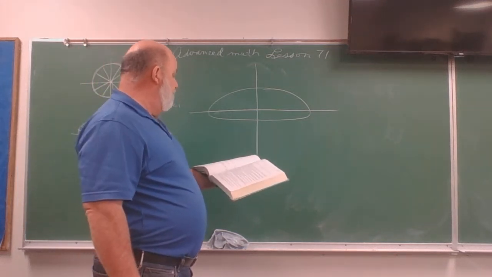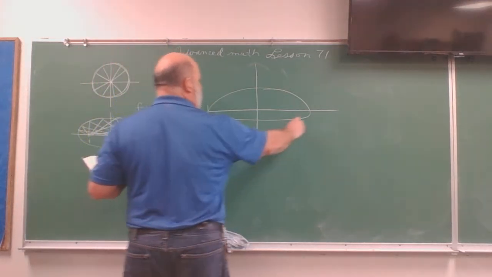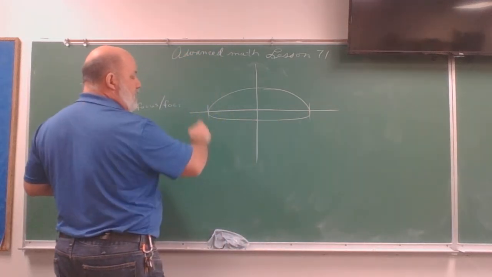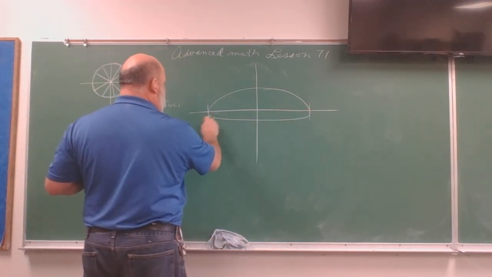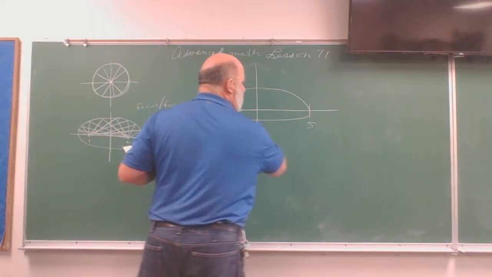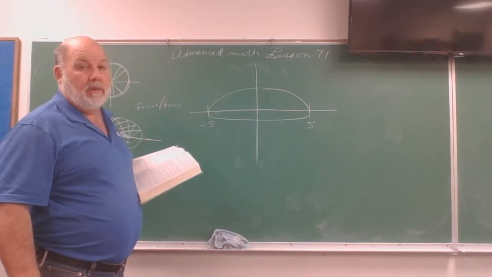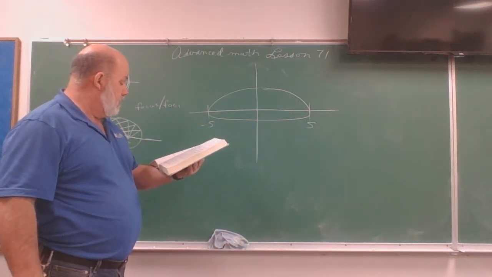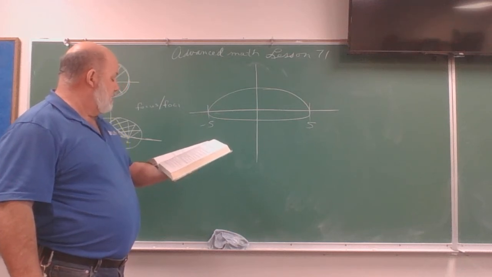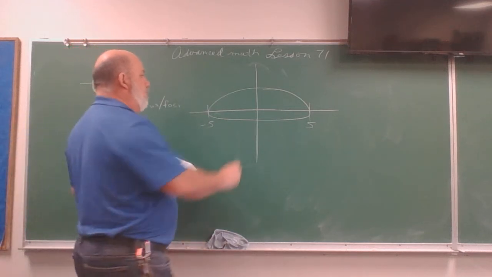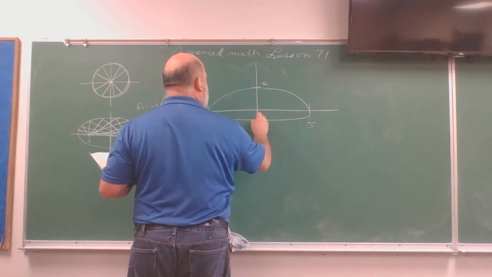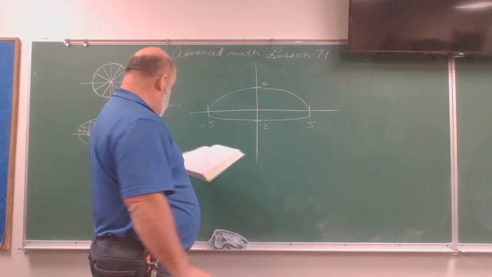The length of the major axis is 10. The major axis is the left and right. If that whole length is 10, that means that we're back here at negative 5 and over there at positive 5. And whose minor axis, and the length of the minor axis is 4. So this is 2 and this is negative 2.